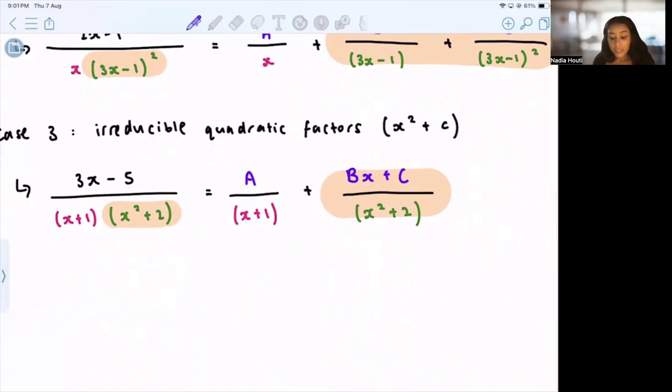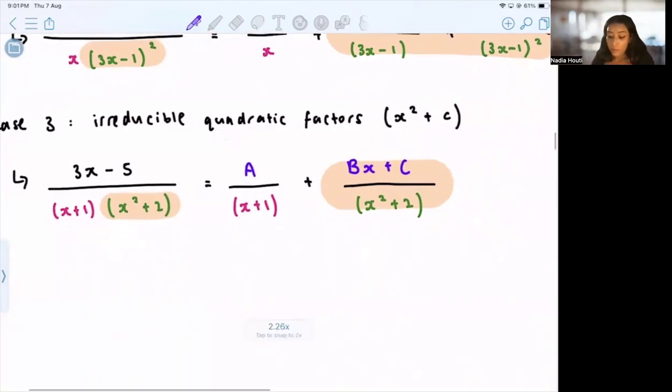But then you have this factor x squared plus 2. This is not a repeated linear factor, because the square is not outside of the entire bracket x plus 2. It's only on the x. So this is its own category, called irreducible quadratic factors. When a factor is irreducible, it means it can't be further factorized anymore. You cannot factorize x squared plus 2. So when that happens, the fraction that comes out of it will be bx plus c over x squared plus 2. You don't have to repeat this twice like in case 2.